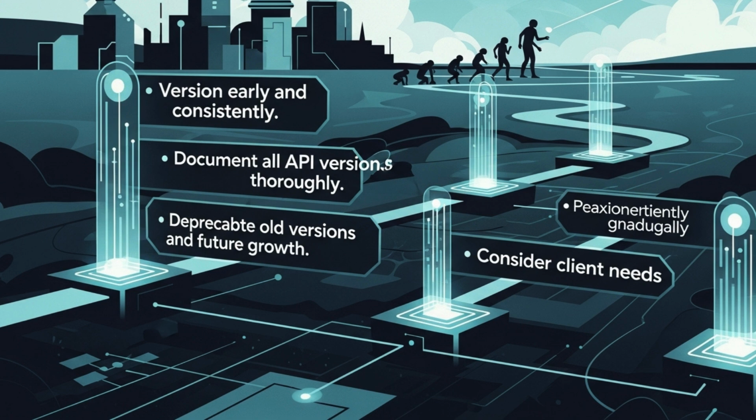First, version early and consistently. Don't wait until you have breaking changes. Establish a strategy from the start. Second, document all API versions thoroughly. Clear documentation is your client's best friend, detailing changes, deprecations, and upgrade paths. Third, when you do introduce new versions, deprecate old ones gracefully, providing ample warning and migration guides.